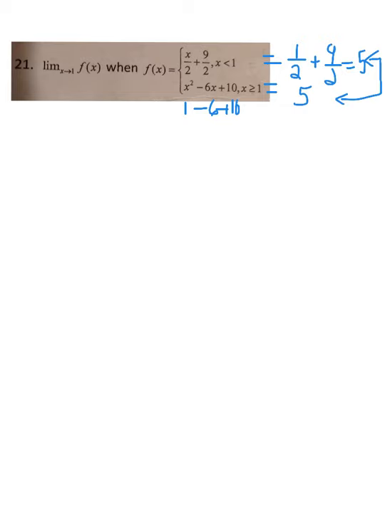Then the limit coming from the right would be the numbers that are greater than 1, which would be this part of the piecewise function. So your limit from the left equals your limit from the right, right? So that means the limit exists. This is asking what is the limit. Since both of these guys are the same, then your answer would just be 5.